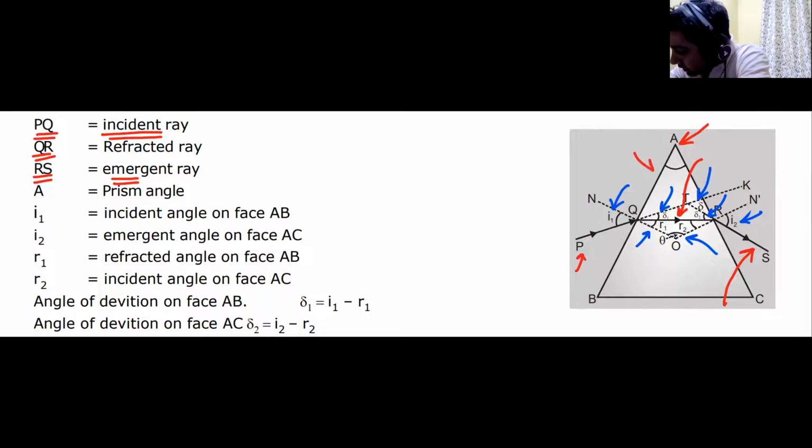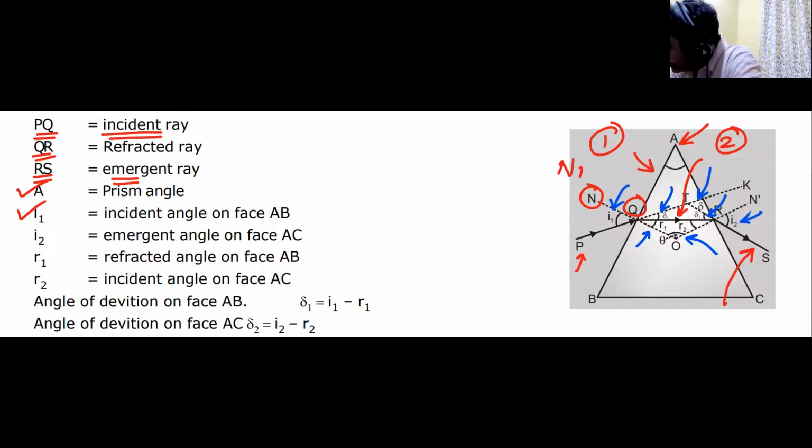Do you see this angle? Prism angle. This is refracting surface number 1. This is refracting surface number 2. The angle between these two surfaces is known as the prism angle. A is the prism angle. I1 is the angle of incidence. You can see this NQ. Do you see this NQ? Yes, sir. This is the normal drawn on surface 1. Do you see this N dash and Q dash? Yes, sir. This is the normal drawn on surface 2.